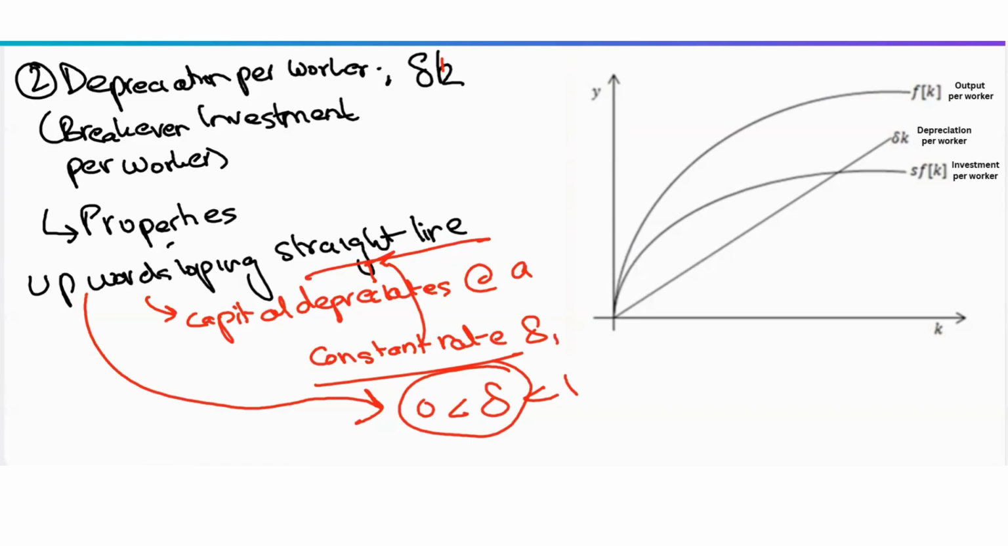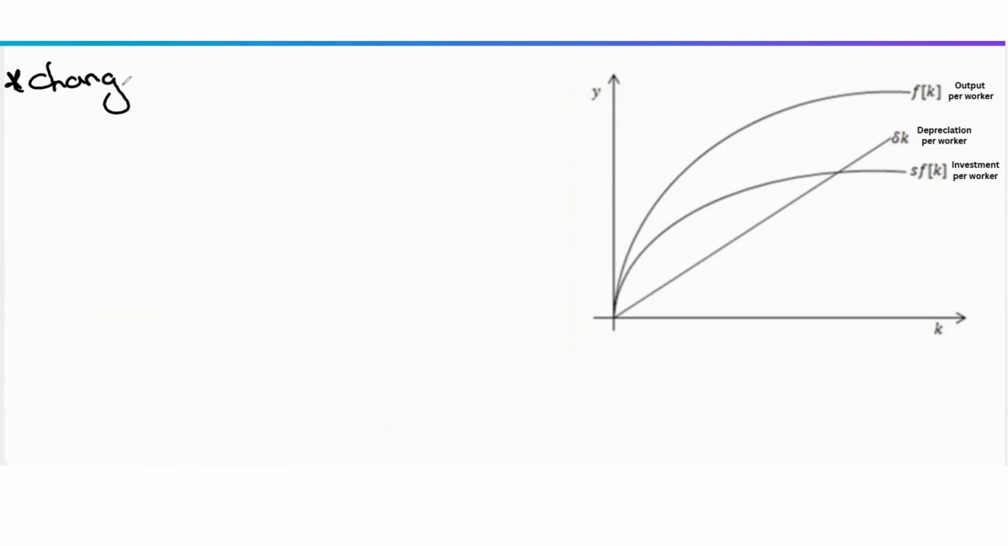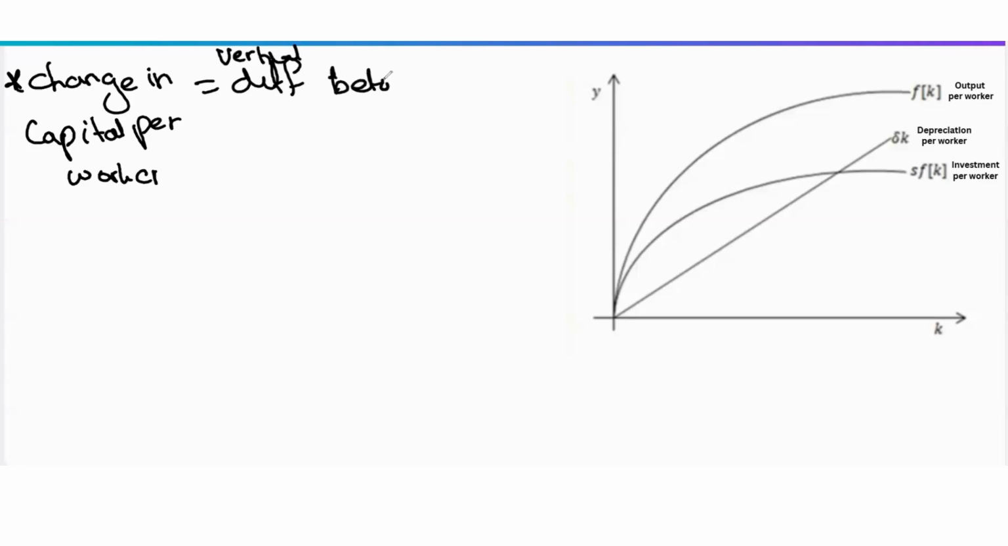So now we've looked at the three curves. The last thing that we want to look at in this diagram is how we represent change in capital per worker. Our main equation, the capital accumulation equation in per worker terms, requires us to see what the change in capital per worker is going to be. Now we know that change in capital per worker from the capital accumulation equation in the basic Solow model is the vertical difference between investment per worker and depreciation per worker, because we can derive the capital accumulation equation in per worker terms as delta k is equal to s f(k) minus delta k. So change in capital per worker is equal to investment per worker minus depreciation per worker. So graphically, it's the vertical difference between investment per worker and depreciation per worker.